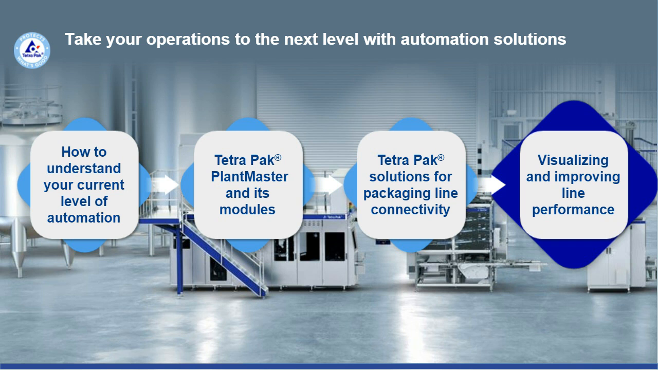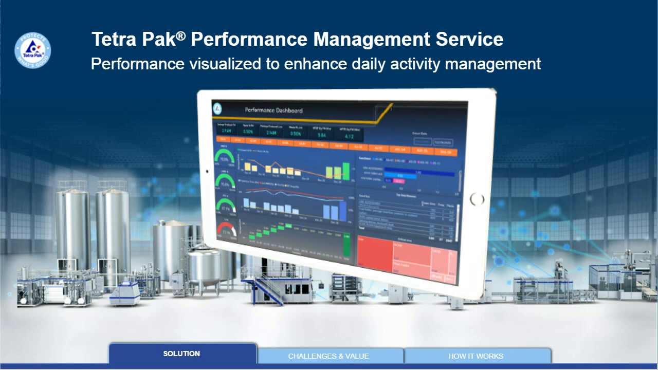So let's change gears for a bit. I've shown you some automation equipment solutions. Now I want you to focus on the data and consulting service that Tetra Pak offers that will help you visualize and analyze the performance of your production lines. The Tetra Pak Performance Management Service, as we call it, the performance dashboard, helps you visualize your key performance indicators, allowing you to understand what's happening on your lines and how to increase the performance and the output.